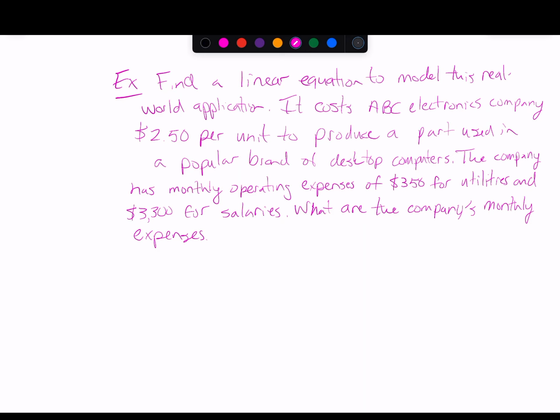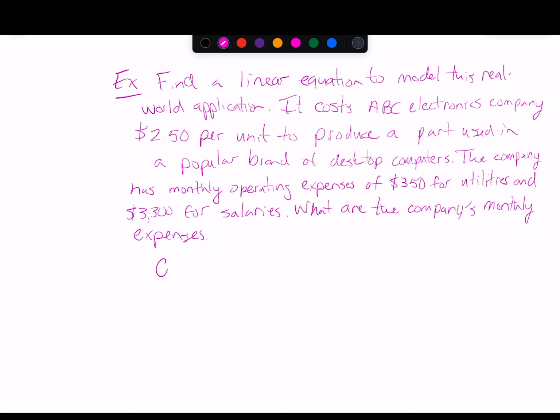In this example, we want to find a linear equation to model a real-world application. It costs ABC Electronics Company $2.50 per unit to produce a part used in a popular brand of desktop computers. The company also has monthly operating expenses of $350 for utilities, and $3,300 for salaries. We want a model of the company's monthly expenses.